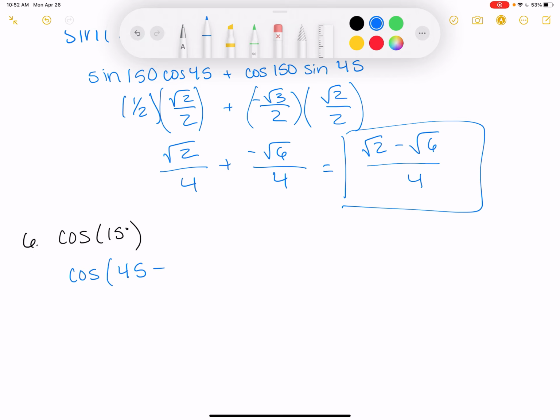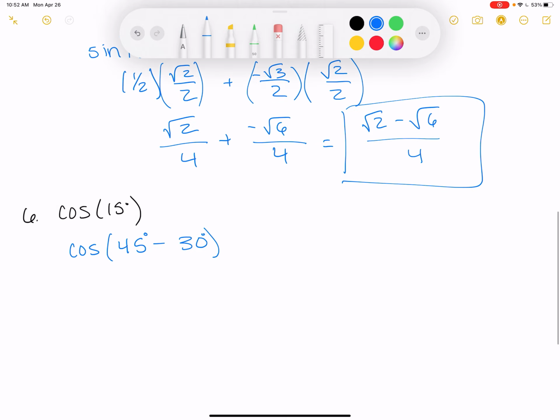So this is the cosine of 45 minus 30. And in a minute we are going to get some that are in radians. I'm just going to forewarn you now. I don't like them, but I'm not mean about it. I actually let you convert them to make your life easier. Okay, cosine of 45 minus 30.